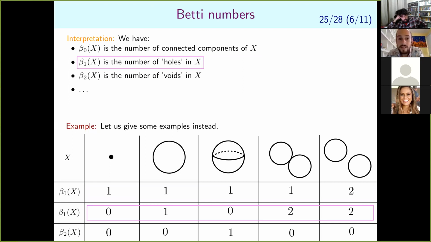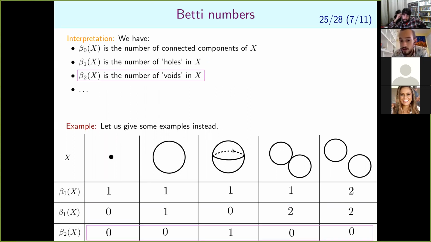Beta 1, this is the number of holes in X. So this is not a theorem. This is much more of an interpretation, right? But basically, what is a hole? A circle has a hole. Two circles have two holes, all right? And also two disconnected circles have two holes. The sphere doesn't have a hole. It has a void, a 2-dimensional hole in some sense, right? And as you can see, it is the only space here that has a non-zero beta 2.